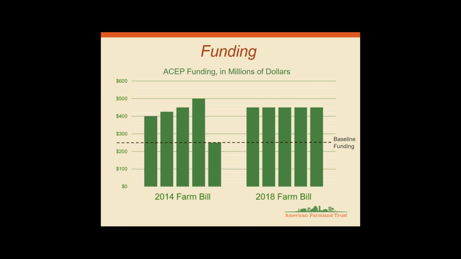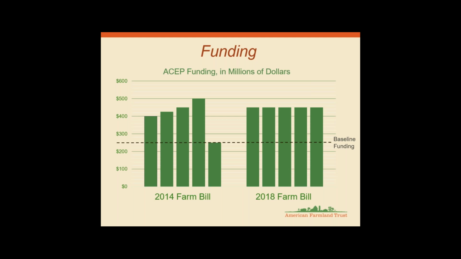So the first thing that I am going to talk about was a big question as we were going through the 2018 Farm Bill discussions, how much funding would be available for ACEP. And you see it here in graphic form, just noting that this is funding that applies to both the agricultural land easements portion and the wetlands reserve easement portion of ACEP, which I won't be discussing during this webinar, but the funding is shared between the two.